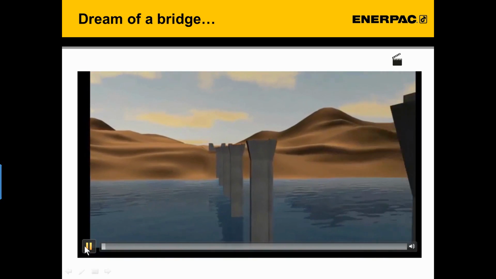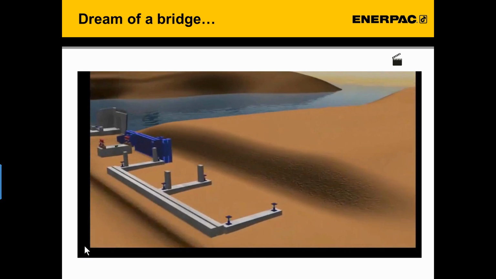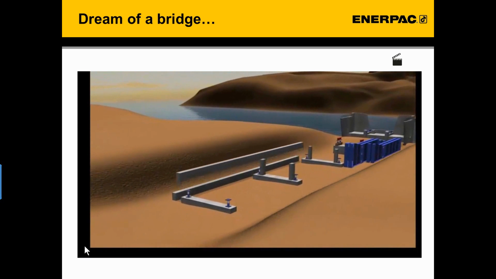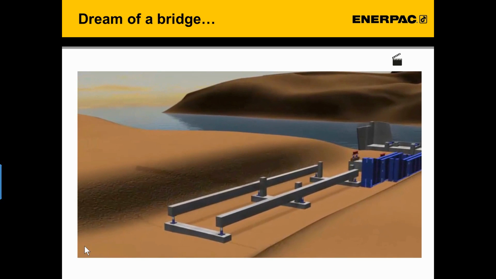Let us watch an animation of how a bridge could be launched. Please note for yourself where you see evidence or perhaps possibilities for high pressure hydraulics being used in this construction.